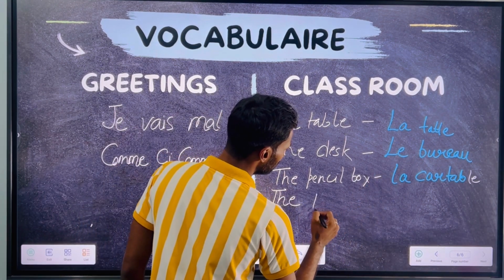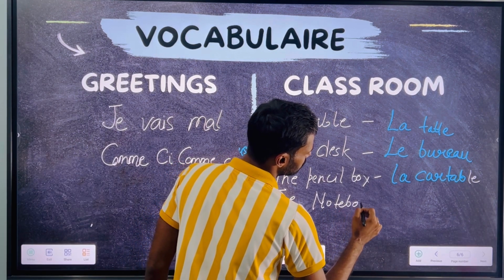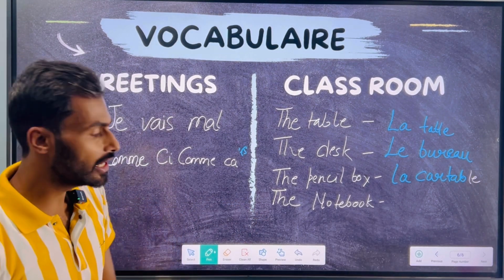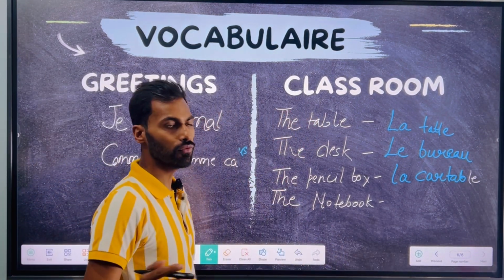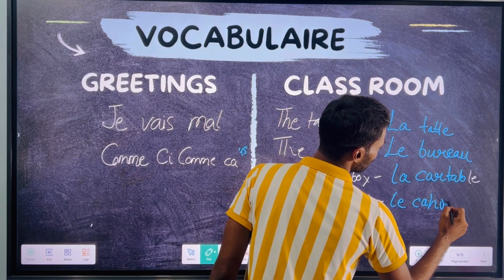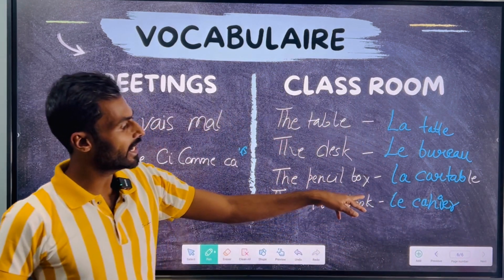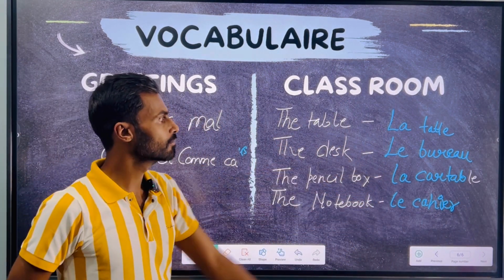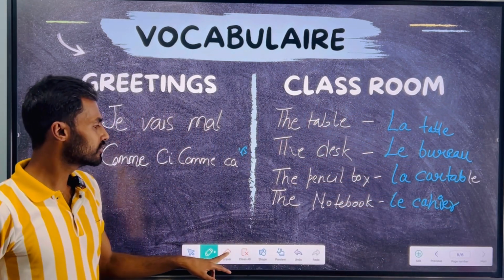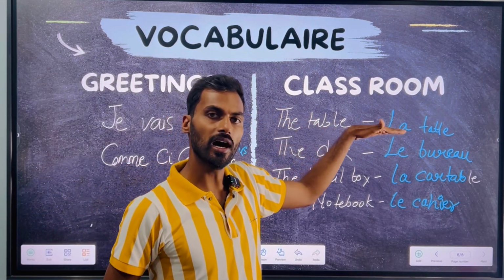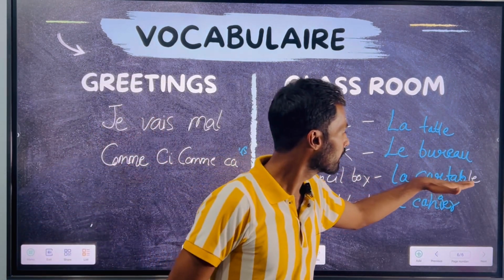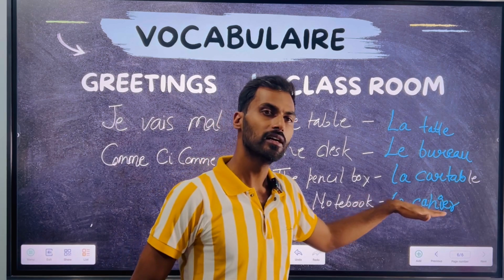Meanwhile, you can just practice it. What about the notebook? What I have told you for the book, that is le livre. And what about the notebook? The notebook will be le cahier. Le cahier. So, la table, le bureau, le cartable, le cahier. Now just practice these words. The table, la table. The desk, le bureau. The pencil box, le cartable. And the notebook is cahier.